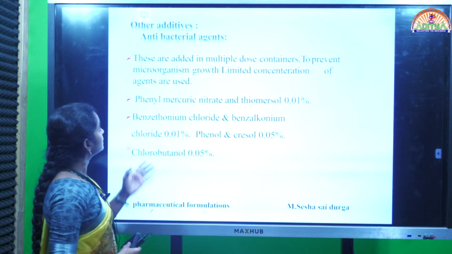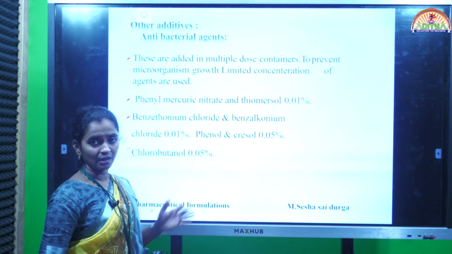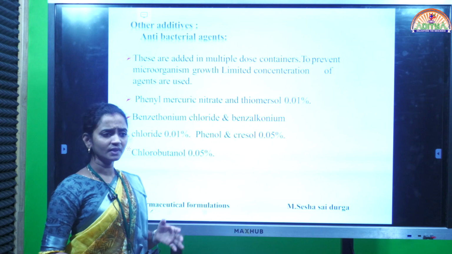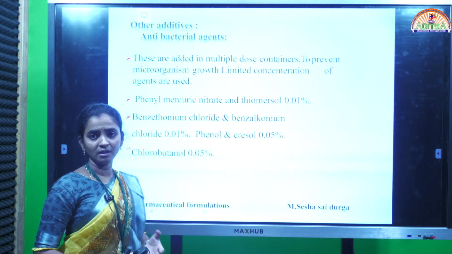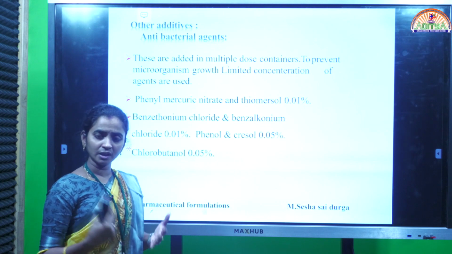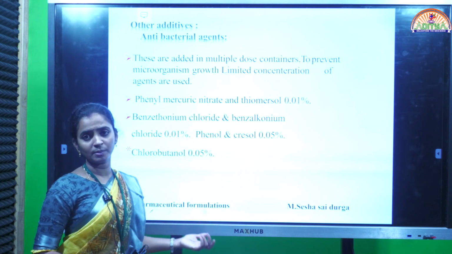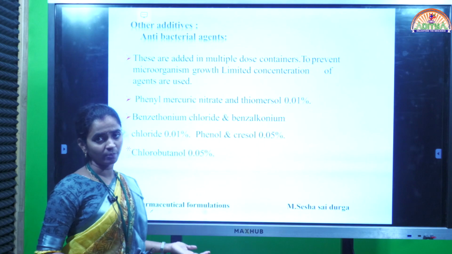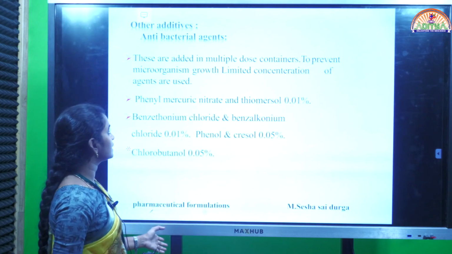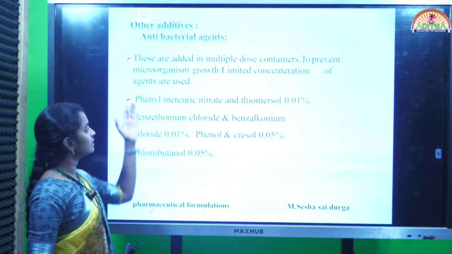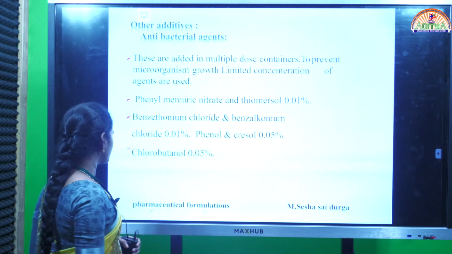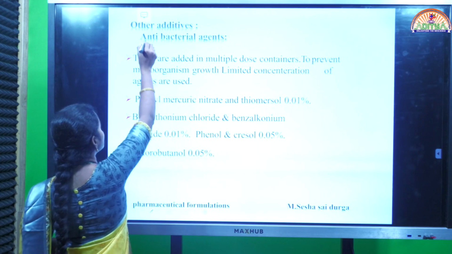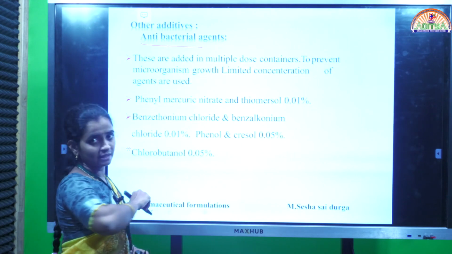Now these are the other additives apart from the vehicle. Only with the vehicle and the drug we can't make the dosage form. A number of excipients need to be added in the preparation of any dosage form, not only the parenteral. So in the case of parenterals, these remaining ingredients are to be included to make the parenteral formulation. So what are the ingredients here? First one is antibacterial agents.